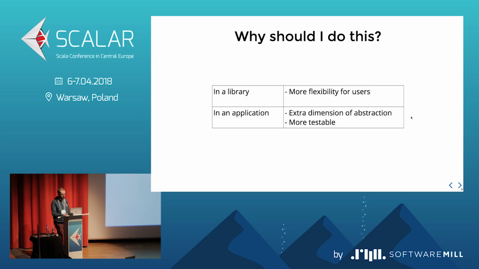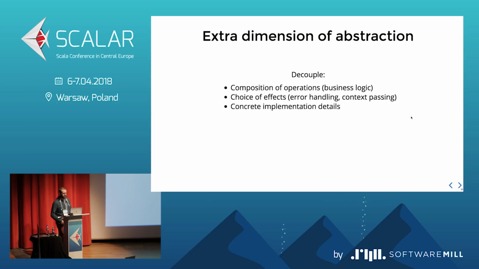So what do I mean by an extra dimension of abstraction? What I mean is that it decouples three things from each other. The most important thing is your business logic. This is what's actually providing value to your users. And generally what business logic comes down to is composition of operations. I want to do this thing, and then do this thing, and then if that succeeds, I want to do this thing, and so on. That kind of sequential composition and occasionally branching, maybe doing things in parallel, that sort of stuff.